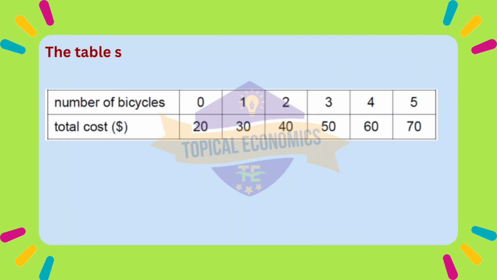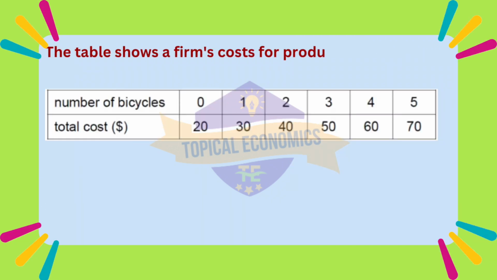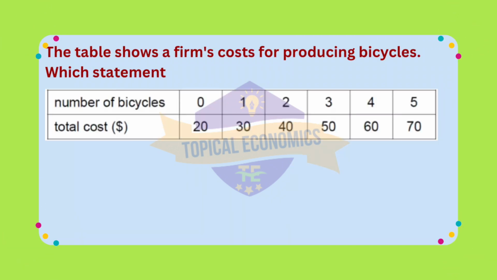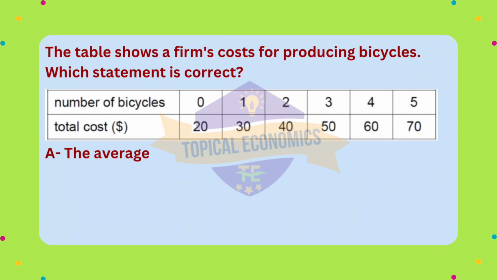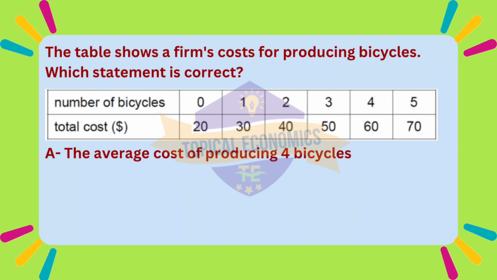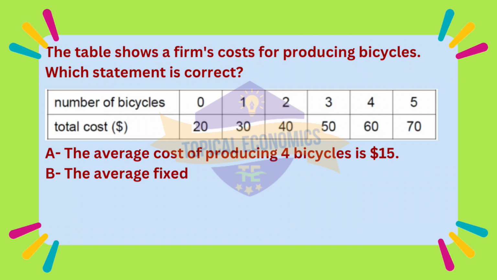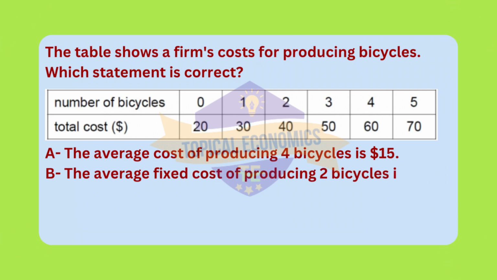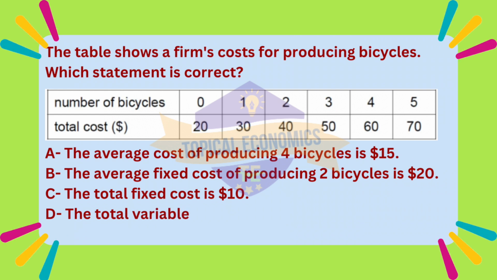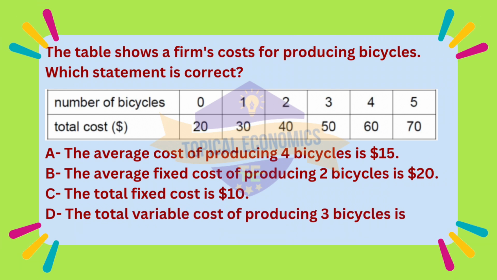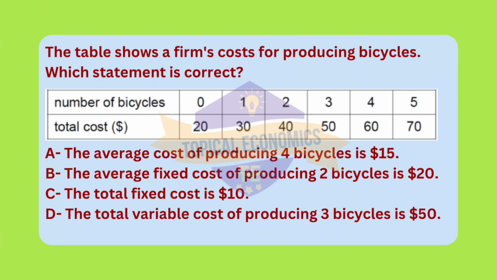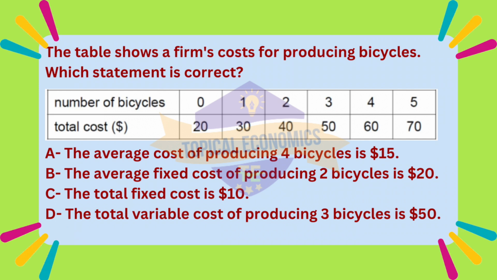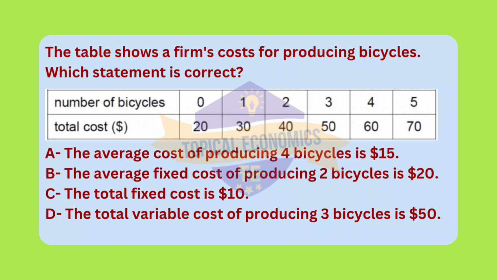Moving to question 3. The table shows a firm's costs for producing bicycles. Which statement is correct? A. The average cost of producing 4 bicycles is $15. B. The average fixed cost of producing 2 bicycles is $20. C. The total fixed cost is $10. D. The total variable cost of producing 3 bicycles is $50. Reference, 2022 February-March version 2.